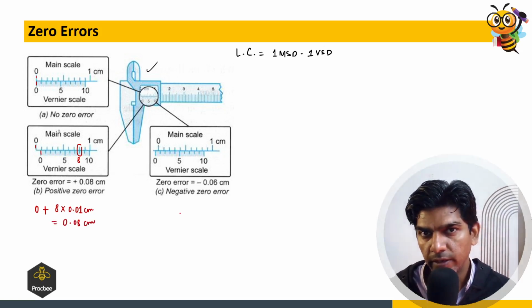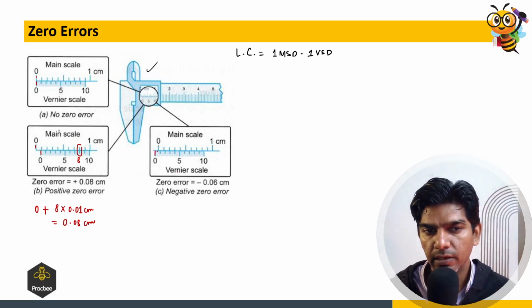So in order to find the negative zero error, if the zero of the Vernier scale is to the left of the zero of the main scale, then we'll have a negative zero error. So in this case, it will be minus 1 main scale division plus, now you have to look for the division which is coinciding with the main scale.